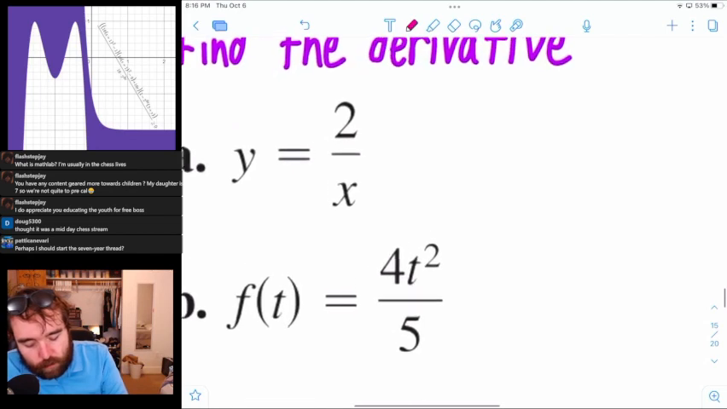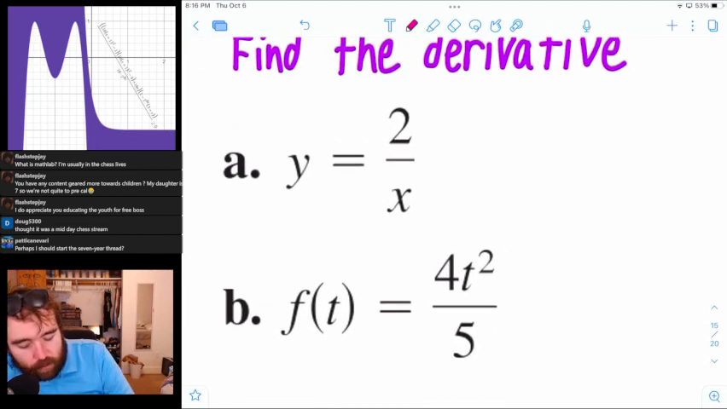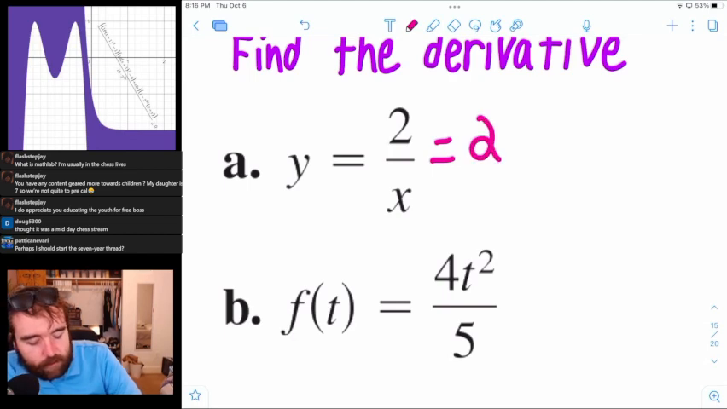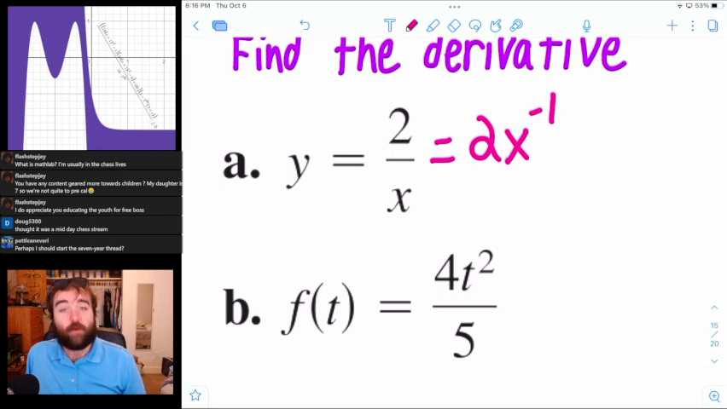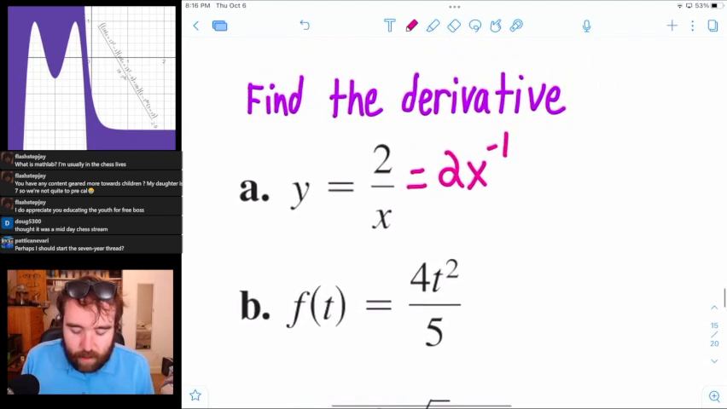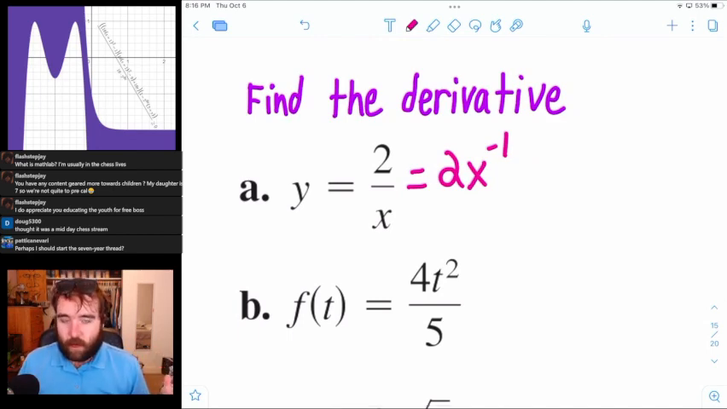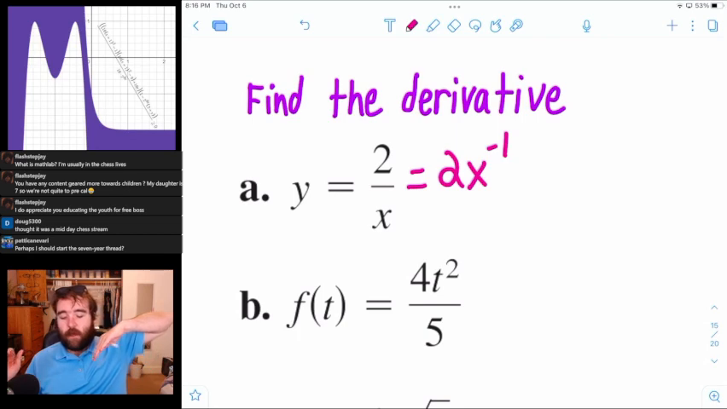Because how do we do 2 over x? How do you rewrite that? Well, if you're dividing by x, that's a negative exponent. So this is 2 times x to the negative 1 if we rewrite that function. And something that's really important to keep track of here is we haven't taken the derivative yet, right? Sometimes we have to do a lot of work before we even take the derivative. So this is just rewriting the function.